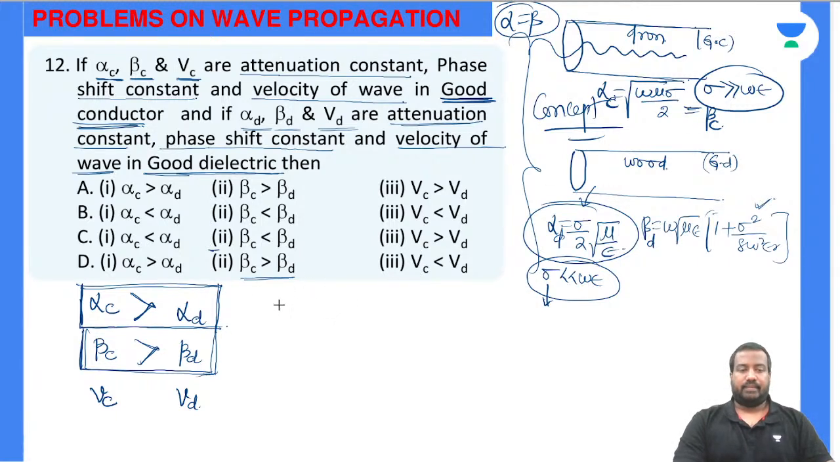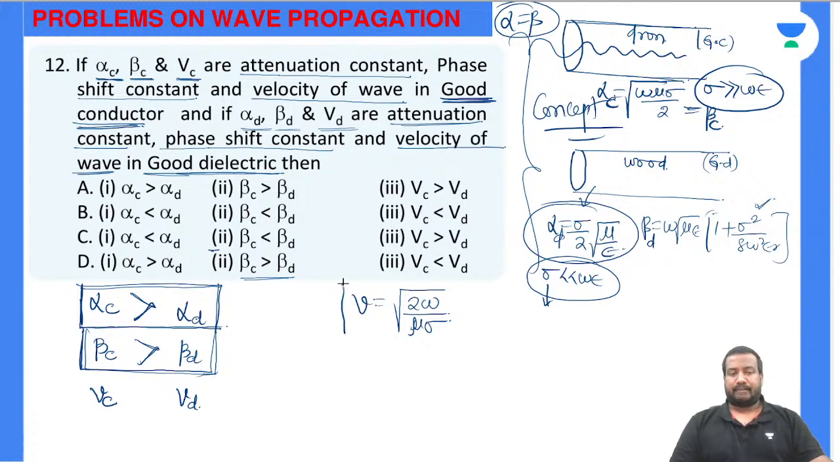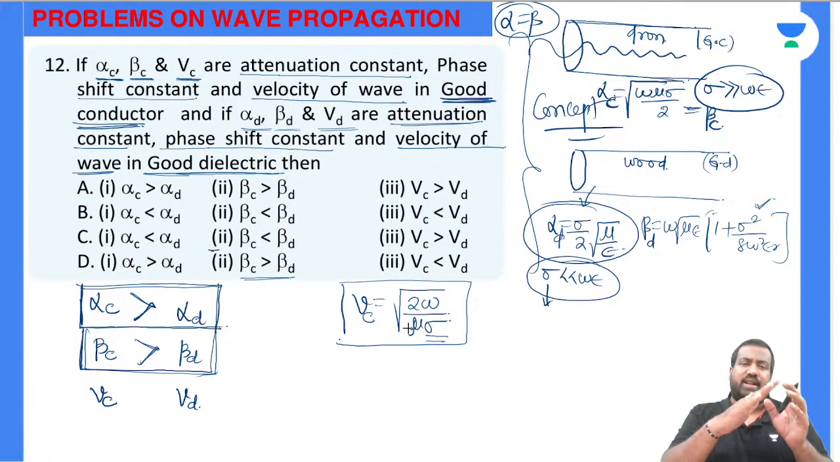Omega by beta. For good conductor, velocity is under root of omega by beta, under root of 2 omega by mu sigma. Sigma is a very large value, so velocity is very less. Substitute omega by beta. This will move up. One root will get cancelled. So velocity is under root of 2 omega by mu sigma. Sigma is a very large value for good conductor. Vc is very small. In good conductors, the wave will propagate with very low velocity.